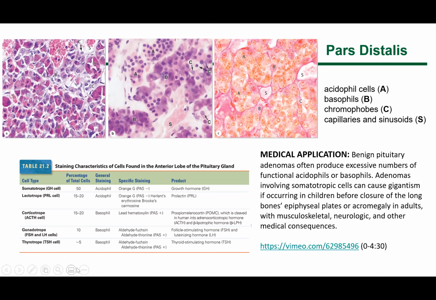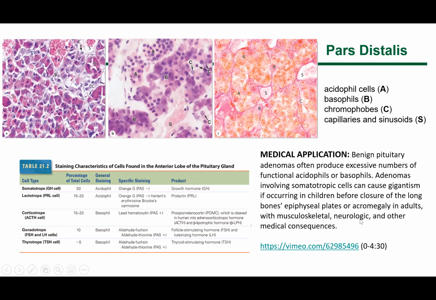So here's a little list of which cells are basophilic and which cells are acidophilic. So we've got corticotropes, which make adrenocorticotropic hormone, gonadotropes, which make, as I mentioned, follicle stimulating and luteinizing hormone, and thyrotropes. These are all basophilic. And then somatotropes and lactotropes, so growth hormone and prolactin respectively, are acidophilic. And as you can see here, there's an abundance of acidophils here and here. Here there's less, so it also varies according to where in the adenohypophysis you are.